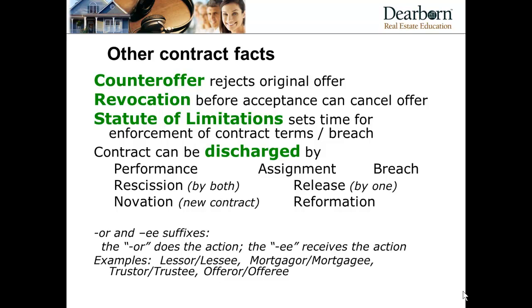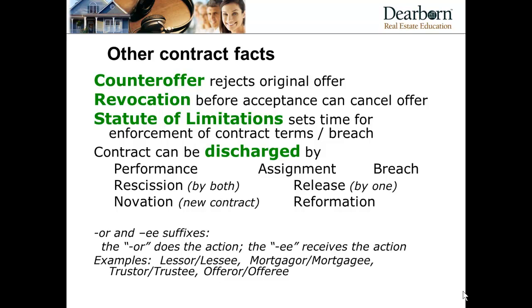The third term there, the statute of limitations, typically you won't have to deal with as an appraiser, but that's just another of these statute terms. It specifies how long one of the parties has to sue or enforce terms of the contract or to demand specific performance if there's a breach of the terms of the contract. So just be familiar with that term as well.